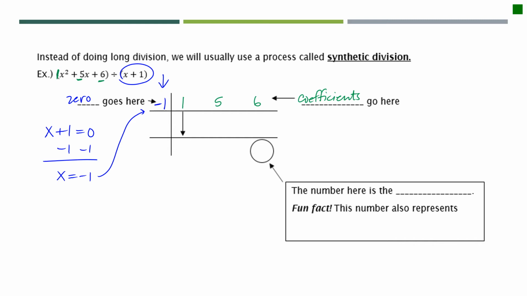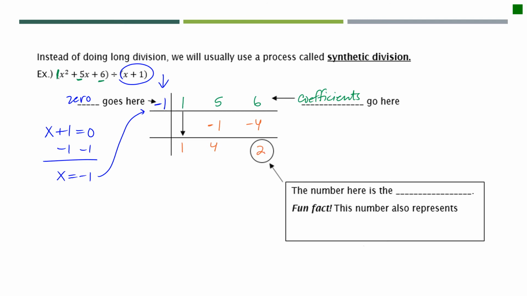So the first thing you're always going to do is drop down your first number. Now we're going to multiply the blue -1 times the orange 1. That gives us -1. That goes in the middle bar. Now you add. So 5 plus -1 is 4. Now you multiply with the -1 again, which gives you -4, and then you add down, which gives you 2.